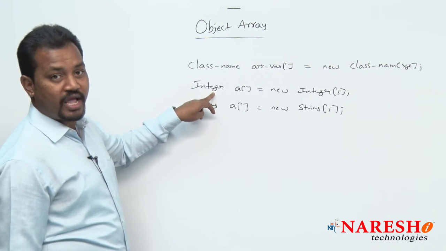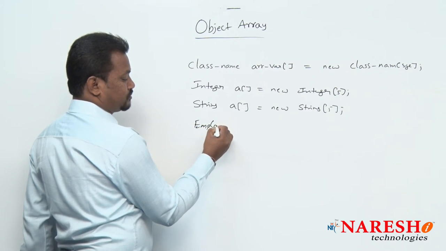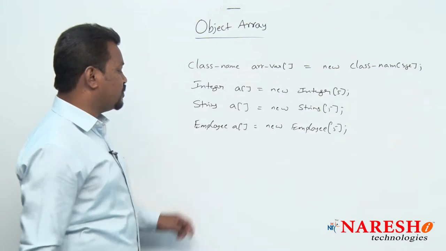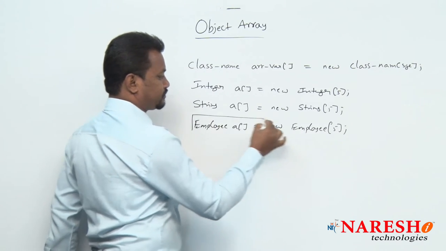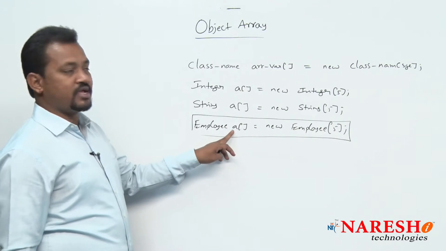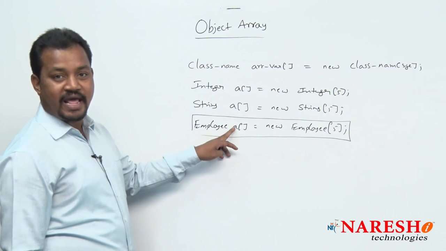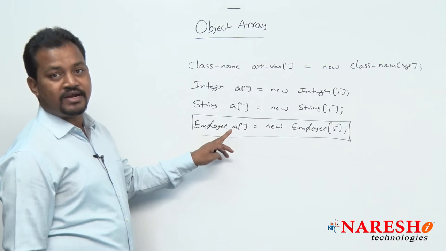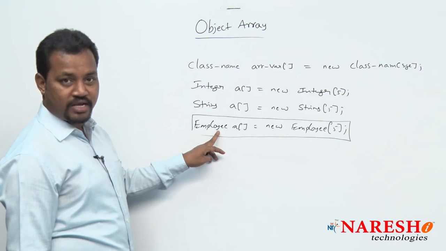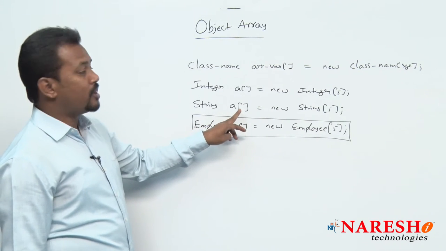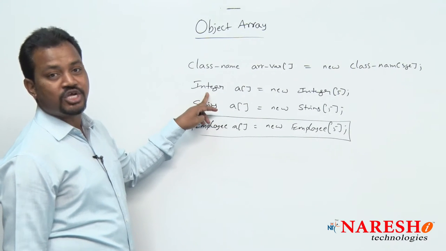This is the integer array. If I had one user defined class like this, the meaning is that this array is collecting employee class objects. So this is nothing but an employee array, indirectly a user defined class array. This array is collecting the objects of the employee class. This array is collecting objects of the string class. This array is collecting the objects of the integer class.